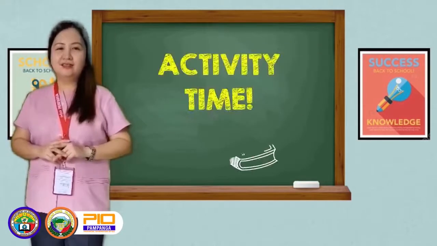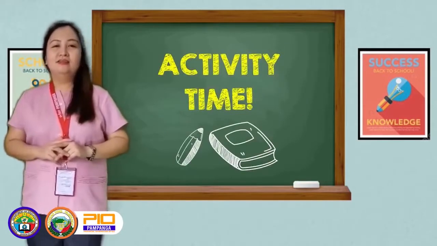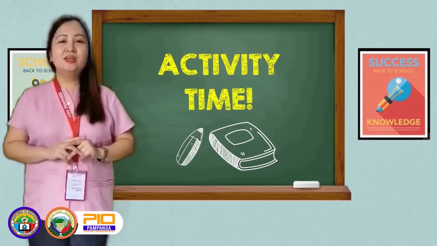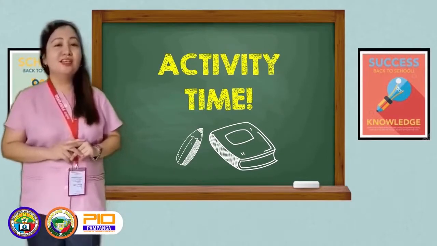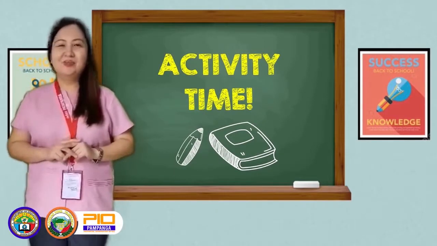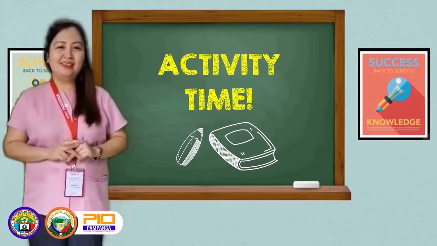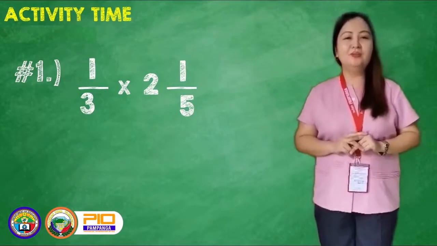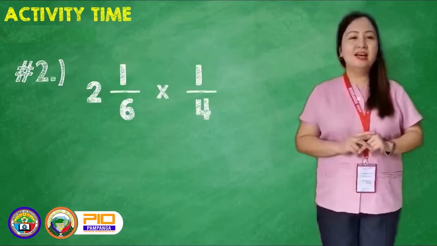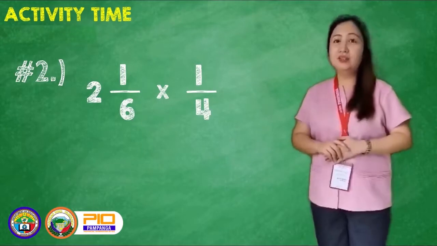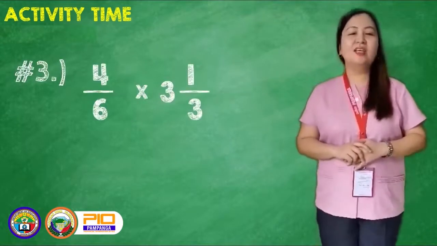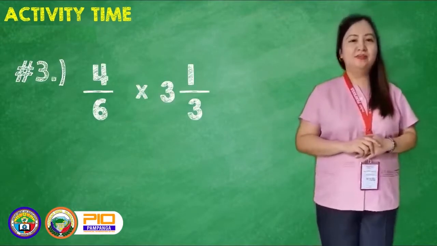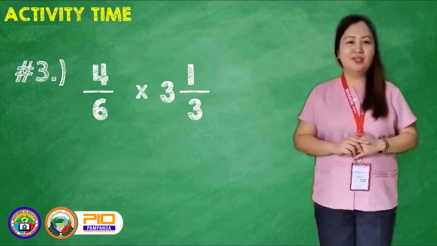Let's have an activity. Find the product by answering the steps in multiplying simple fractions and mixed fractions. Ready your pens and papers. Number 1, 1/3 times 2 and 1/5. Number 2, 2 and 1/6 times 1/4. And number 3, 4/6 times 3 and 1/3. Start answering it now, Super K Kids!